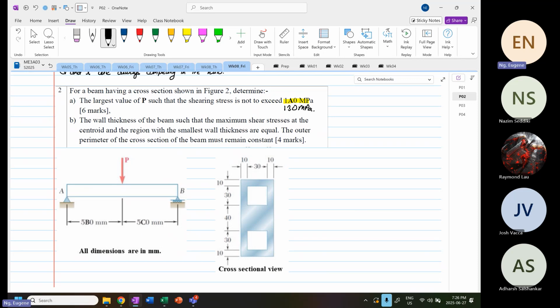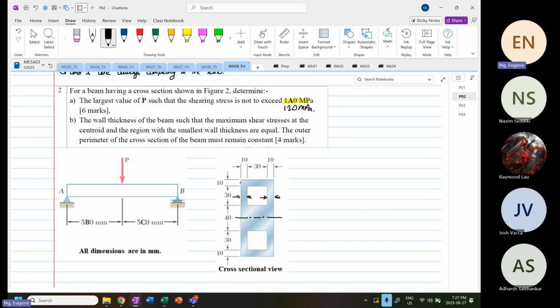So the next part is the wall thickness of the beam such that the maximum shear at the centroid and the region with the smallest wall thickness are equal. Part B is the optimization. So the optimization states: what is the wall thickness of the beam such that the maximum shear stress at the centroid and the region with the smallest wall thickness are equal. The outer perimeter of the cross section of the beam must remain the same.